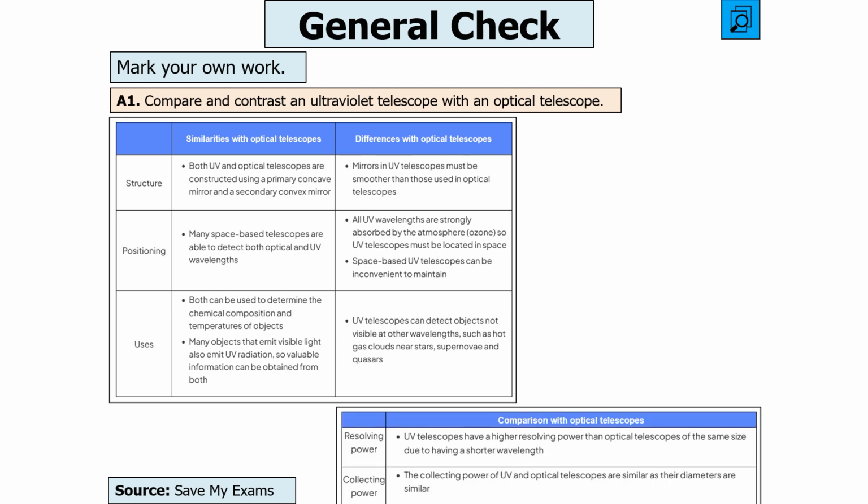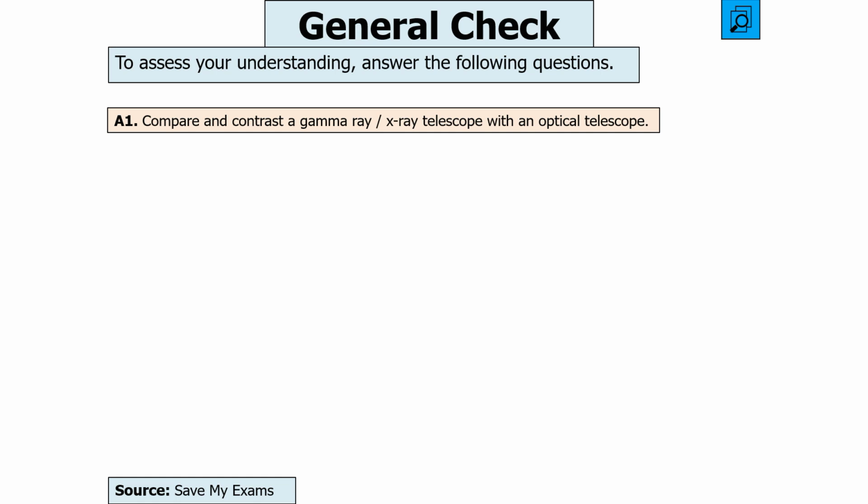In terms of comparisons for resolving power and collecting power, UV telescopes have a much higher resolving power than optical telescopes of the same size because of the Rayleigh criterion. They have a shorter wavelength. In terms of collecting power, again, they're very similar to each other because the diameters of their dishes are very similar. The next question says, compare and contrast a gamma ray or X-ray telescope with an optical telescope.